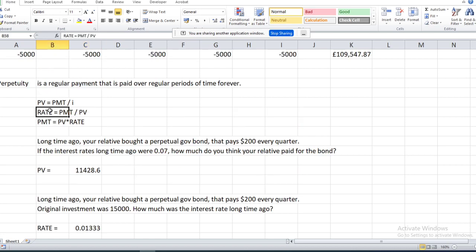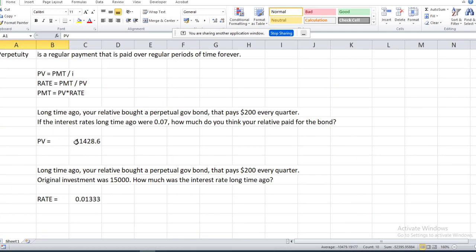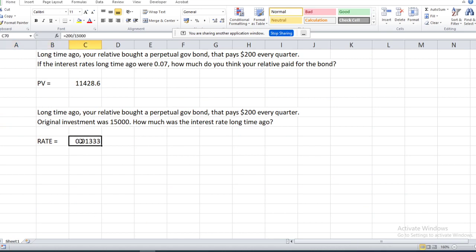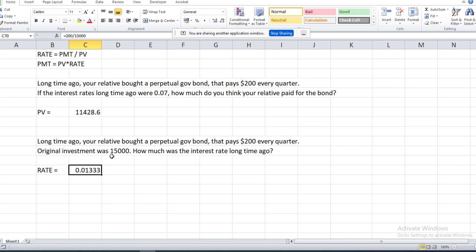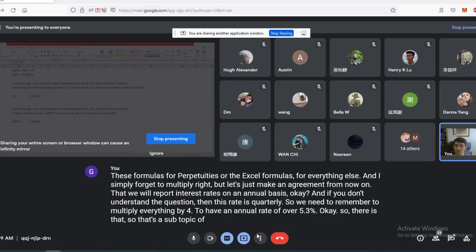because I just simply use the formulas that we all know, these formulas for perpetuities, or the Excel formulas for everything else, and I simply forget to multiply, right? But let's just make an agreement from now on that we will report interest rates on an annual basis, okay? And if you do understand the question, then this rate is quarterly. So we need to remember to multiply everything by 4 to have an annual rate of over 5.3%. Okay? So there's that. That's a subtopic of perpetuities.